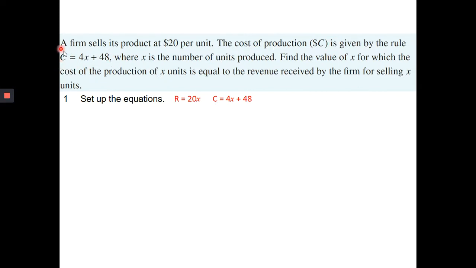We know what the cost formula is. They've given us the cost formula. So we had to work this one out. They've told us that it's $20 per unit though, but we still had to write that one out. This one they've given us. So sometimes they'll give us both of them. Sometimes they won't give us either of them. We have to work both of them out.